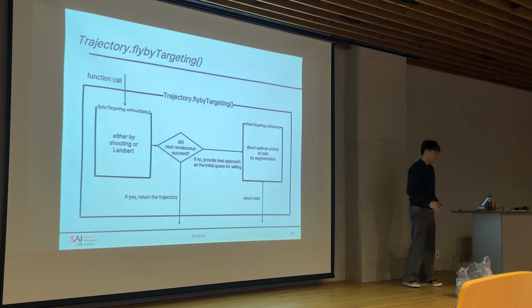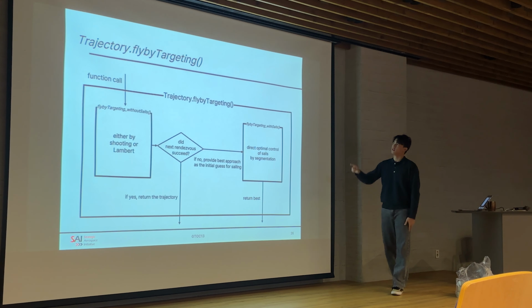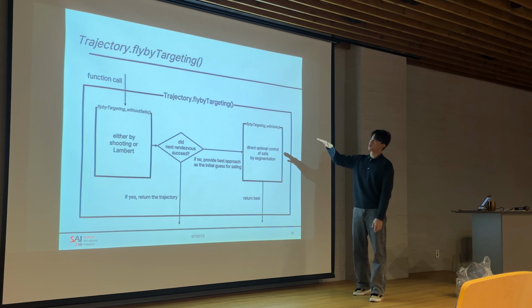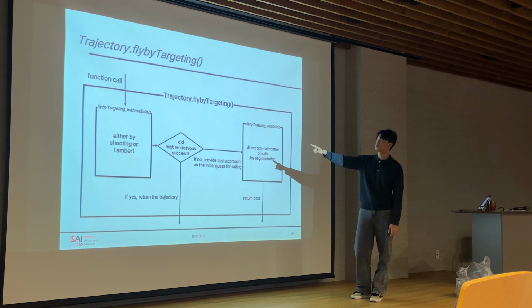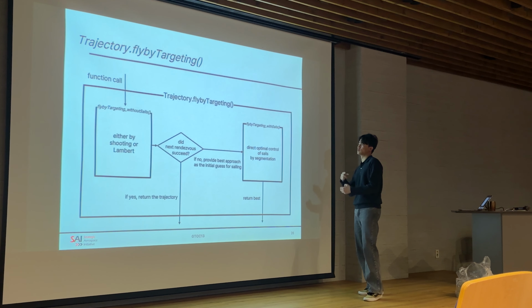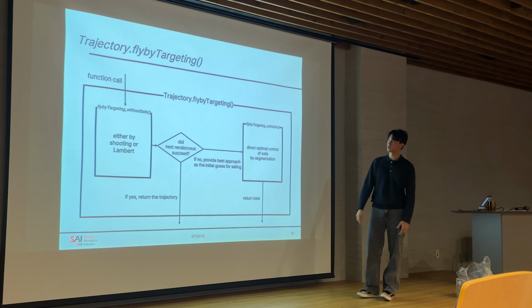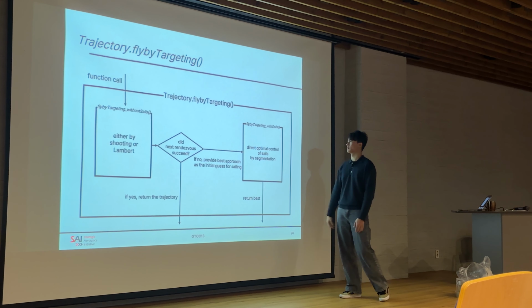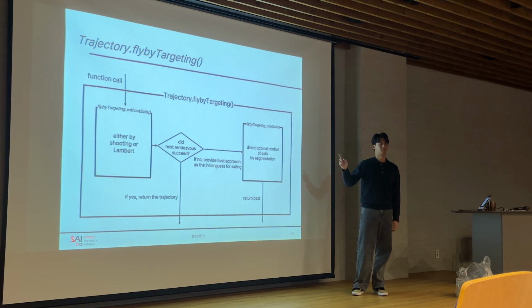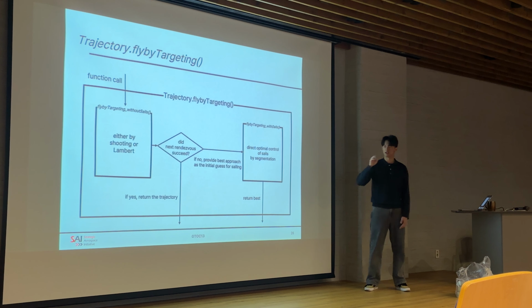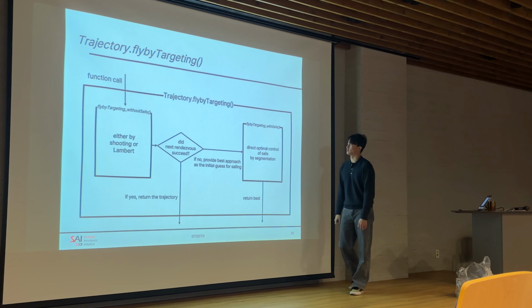So we can now consider the whole procedure of the flyby targeting function. It is as follows. When you first get the function call, you first try to solve the problem by only using gravity assist, which is implemented through either shooting or Lambert. If you succeed in that procedure, you can immediately return the trajectory. But if you're not lucky and did not succeed, you should provide the best approach as the initial guess to use the sailing.